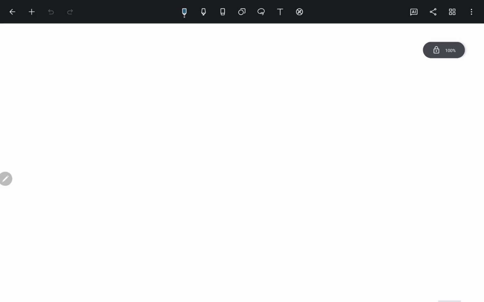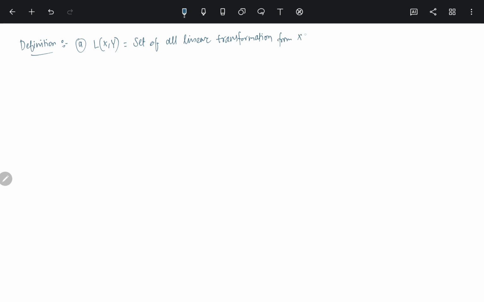Okay, now we need some definitions. Let's do some definitions here. So the first definition which you are going to do is this. We are going to write down L of X, Y. This is the notation which we are going to use. L of X, Y is the set of all linear transformations, or linear maps, whatever you want to call it, from X to Y, and of course we are assuming X and Y are vector spaces.